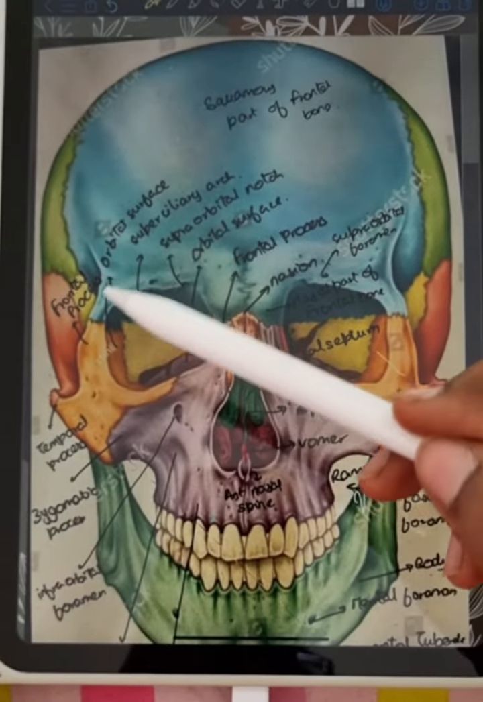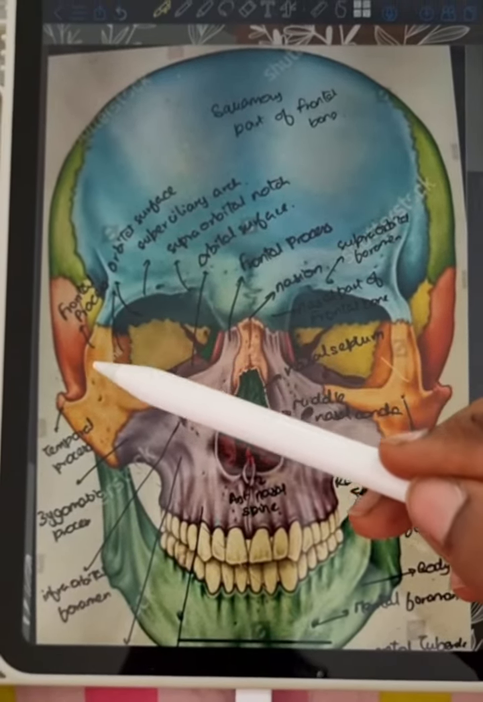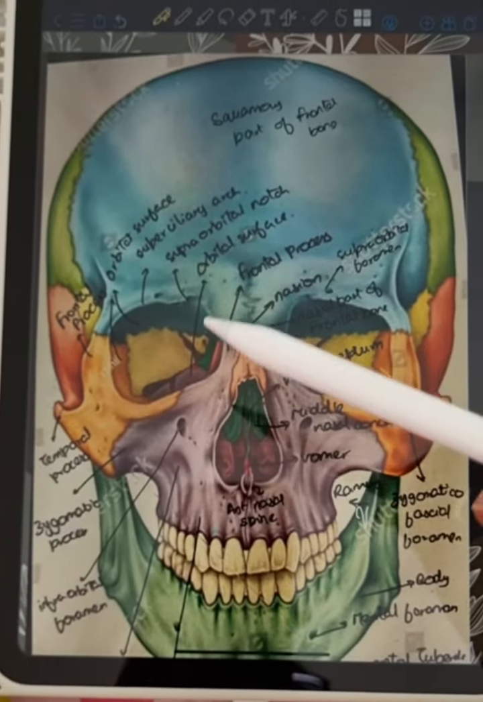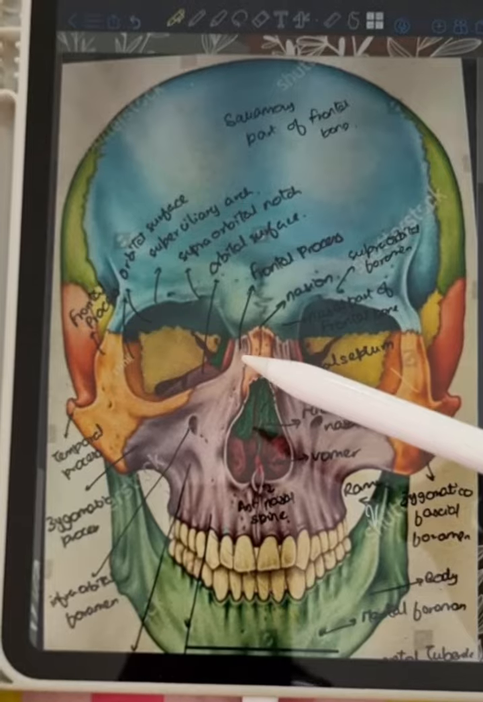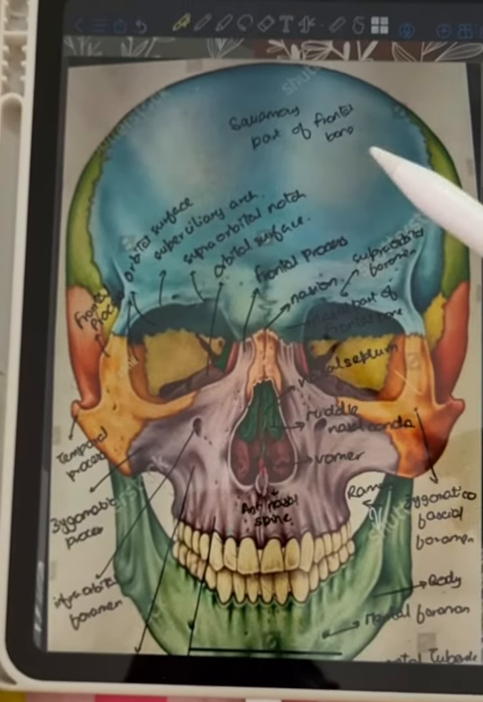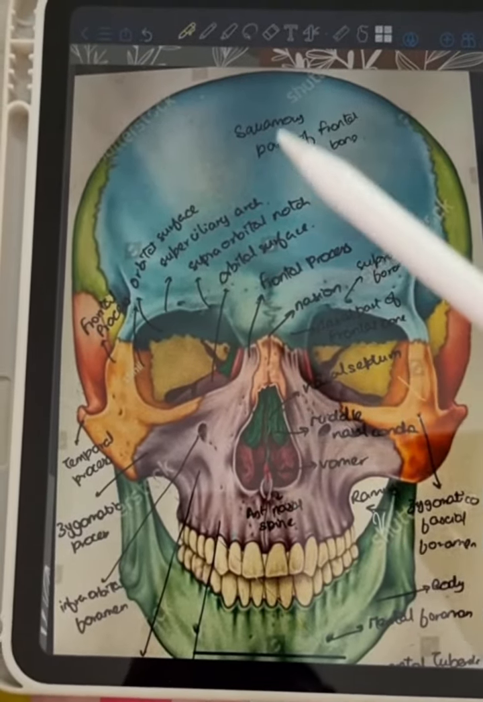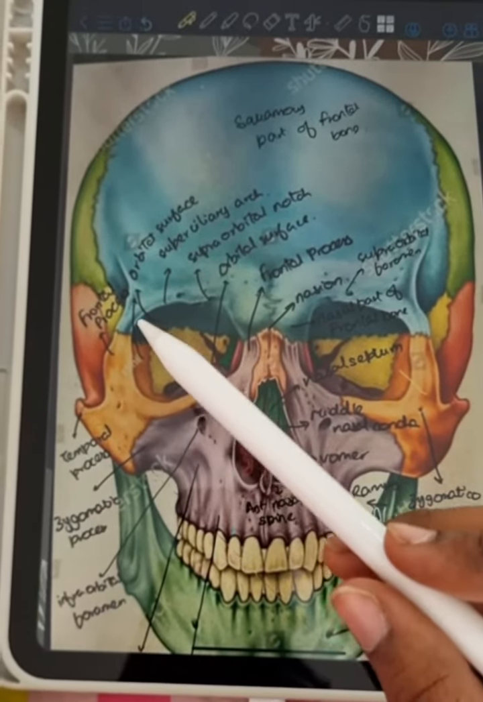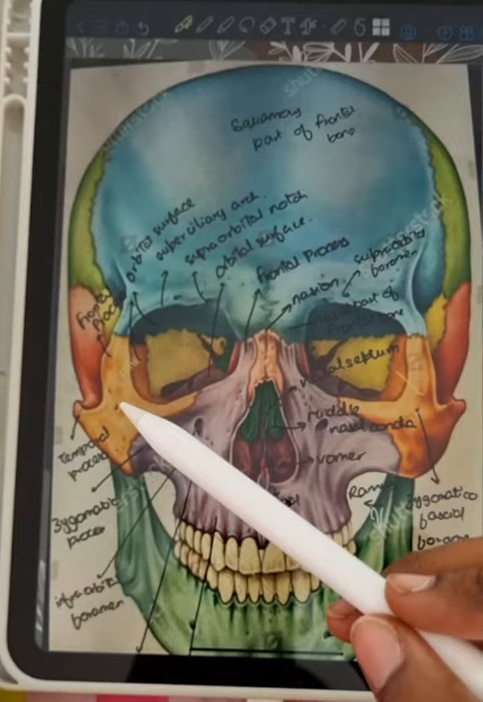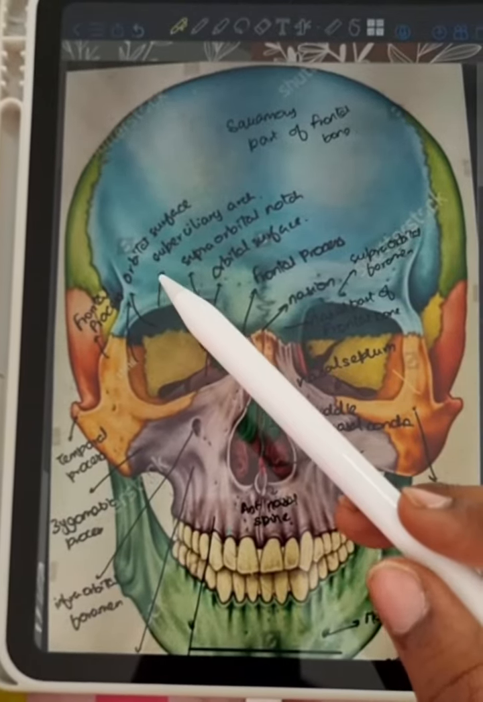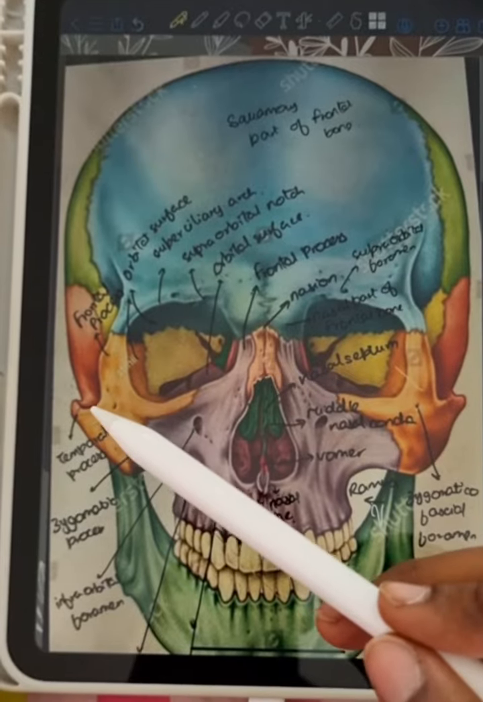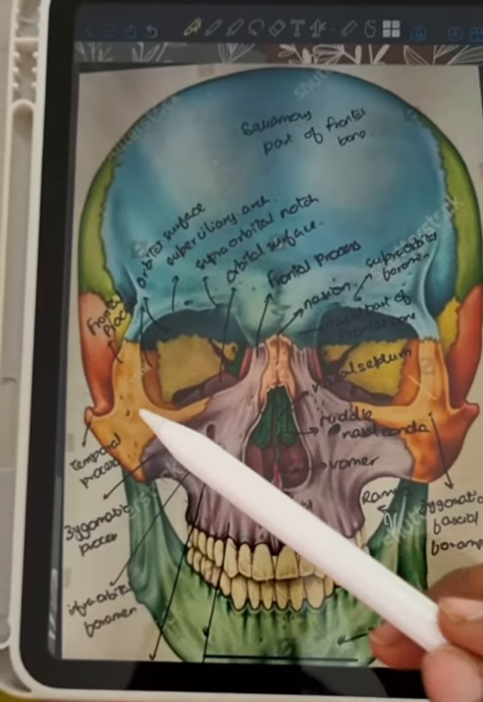It also has two processes, that is the zygomatic process fusing with the frontal process of the zygomatic bone, and a nasal process fusing with the frontal process of the maxillary bone on either side. Now the zygomatic bone, also called the cheekbone, has a frontal process which fuses with the zygomatic process of the frontal bone, and a temporal process which fuses with the temporal bone.